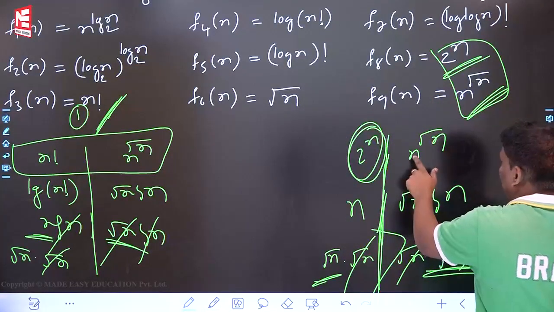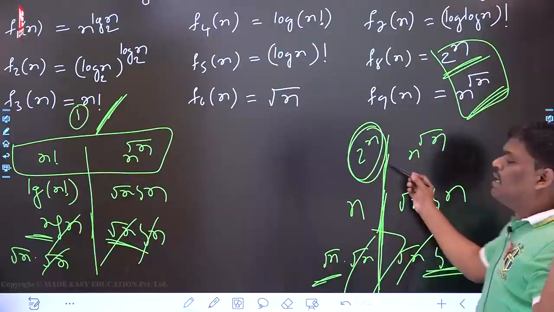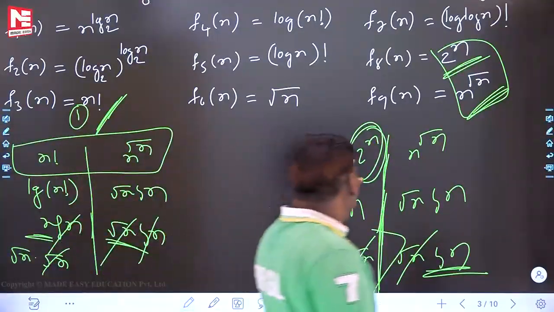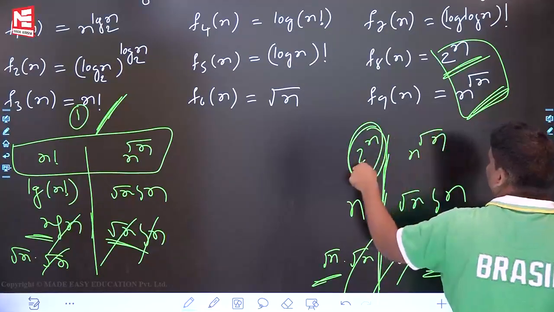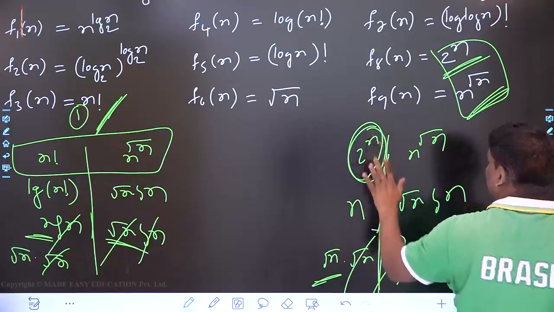Even though it is bigger, you are multiplying it fewer times. This is life. The smaller one is multiplied many times, while the bigger one is multiplied fewer times. Finally, the smaller one multiplied n times is dominating.